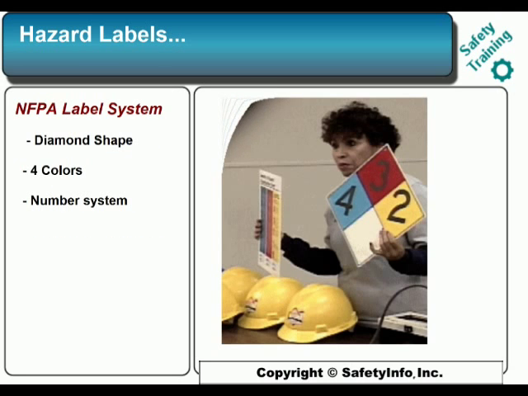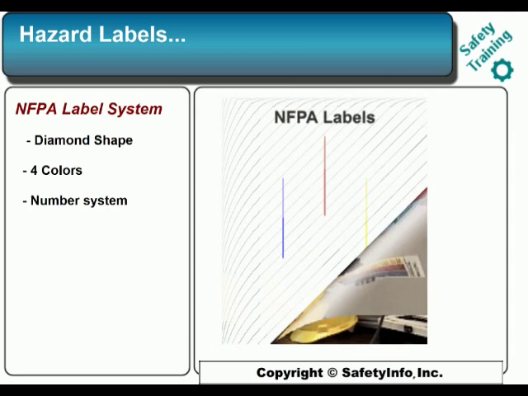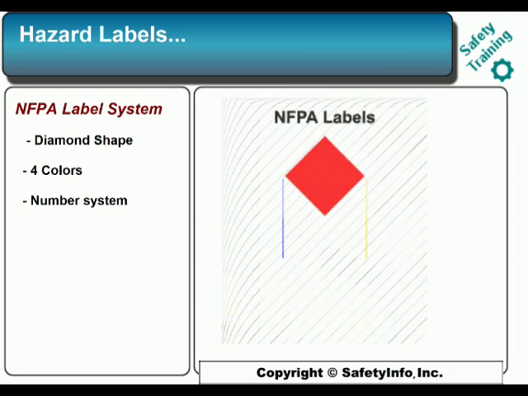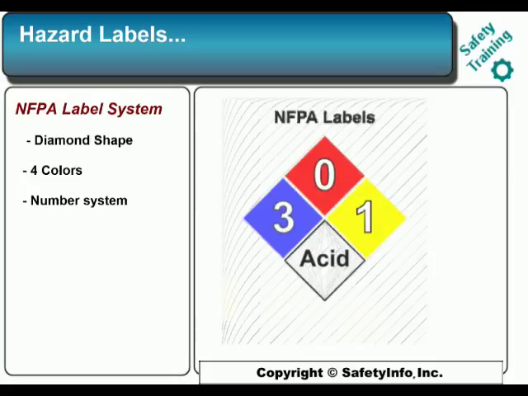There are two basic types of hazard labels for chemical containers. One type is called NFPA, a system developed by the National Fire Protection Association. The NFPA system uses a diamond shape with 4 colors and number codes to tell you what hazards exist and the degree of each hazard.